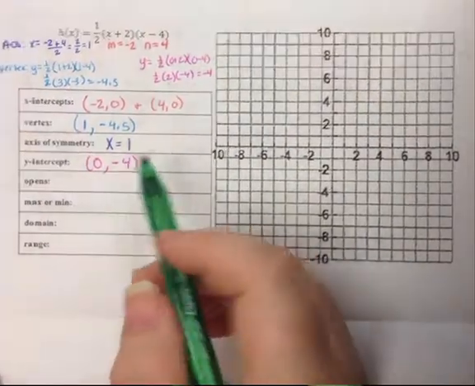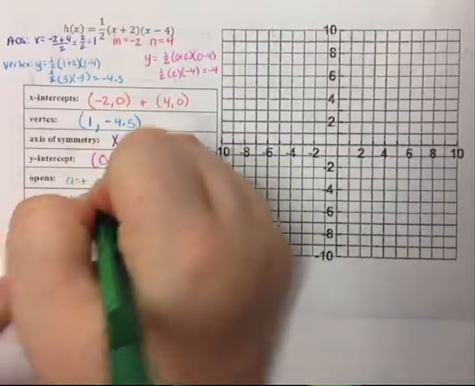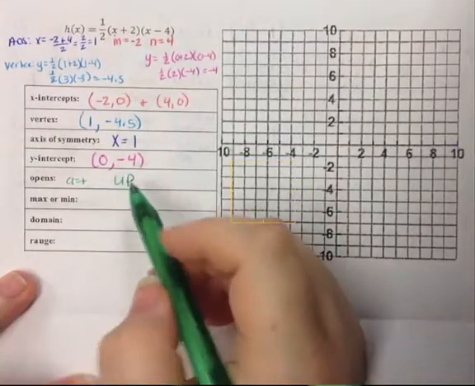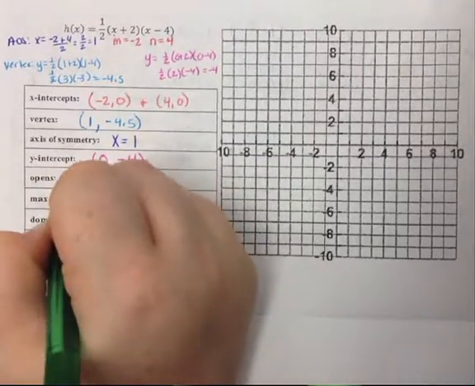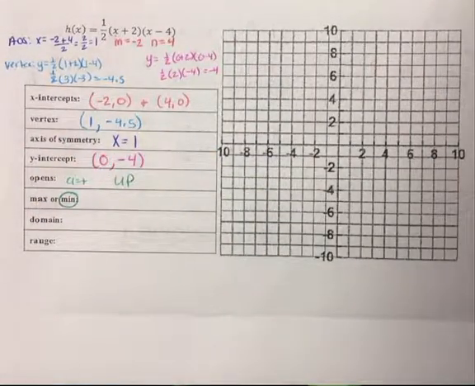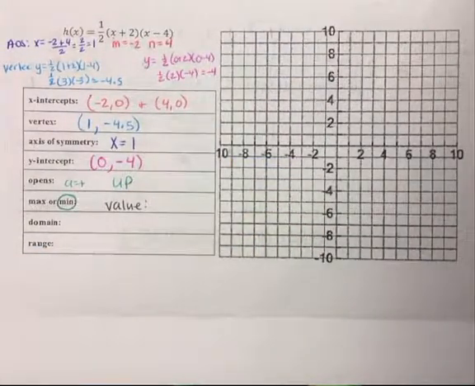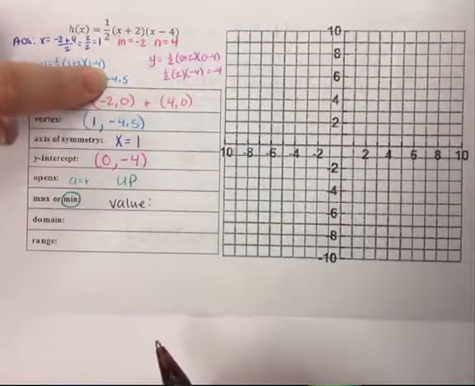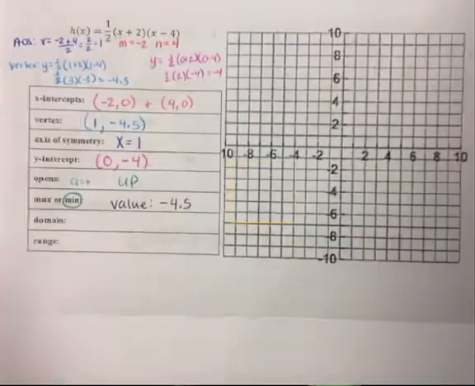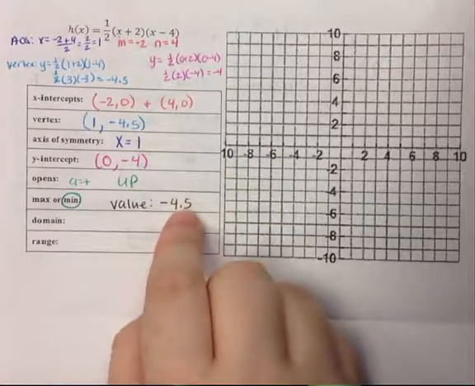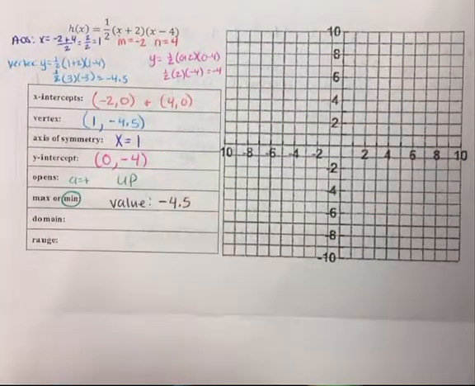This graph, this function, will open up because a is positive. A is equal to a positive, so then it opens up. Because it opens up, this is going to have a minimum because we have the smaller value. And don't forget, we always want to know what the value is. So the value, again, is the y value of our vertex. So what we just found up here is going to be under that value, negative 4.5. Don't forget, we're going to use that when we talk about our range, because that y value is always used for our range, not the y-intercept.